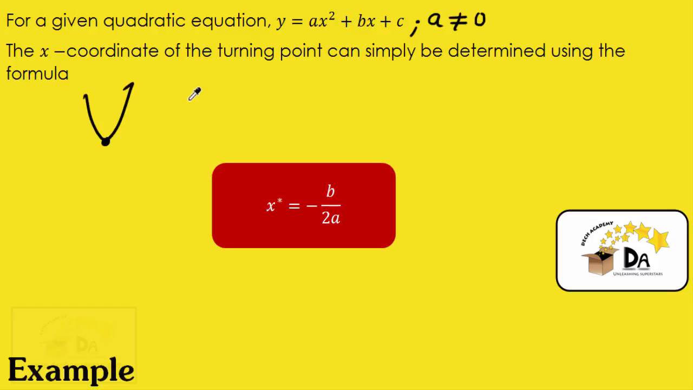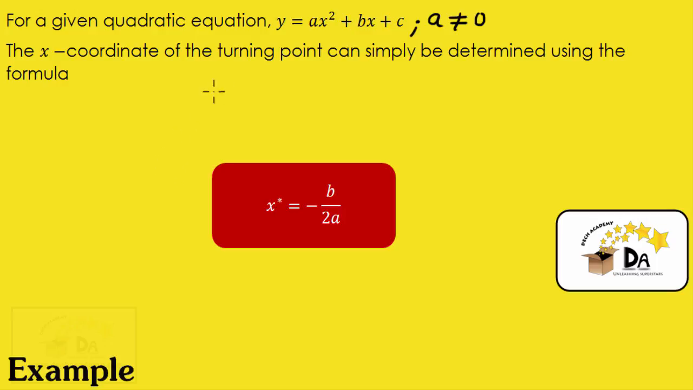There's also another shortcut formula for telling just from the equation, but I'm not going to go into that because that's outside the scope of your syllabus. So the key thing here is quadratic curves have turning points. Without even sketching, this formula will tell you the x coordinate of the turning point, and using the x coordinate you can determine the y coordinate, and therefore you have the full coordinate of the turning point.